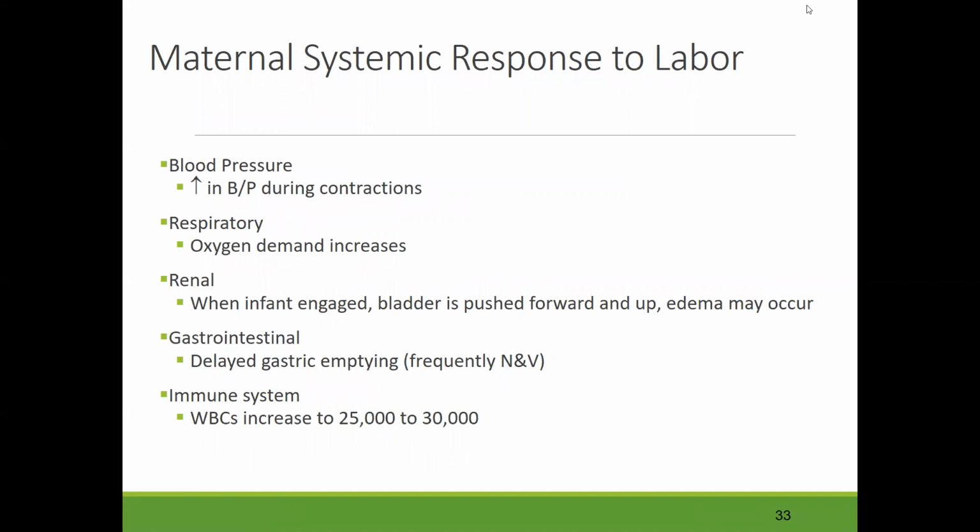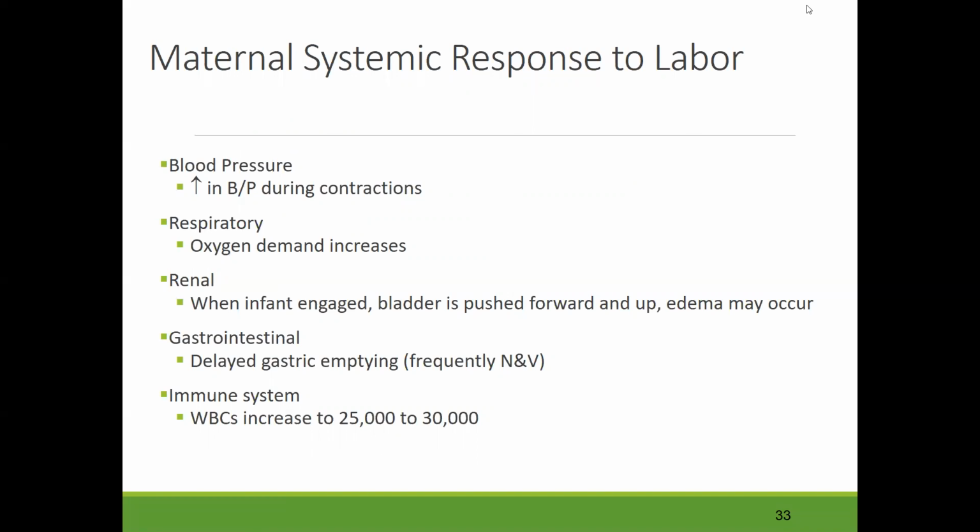Other things that happen: the blood pressure will actually increase during contractions, which makes sense. There's a lot of pain going on, so we're going to see that increase in blood pressure. Respiratory system, we have a higher demand for oxygen because mom's using up more energy and is breathing more, and baby may be needing a little bit more as well.